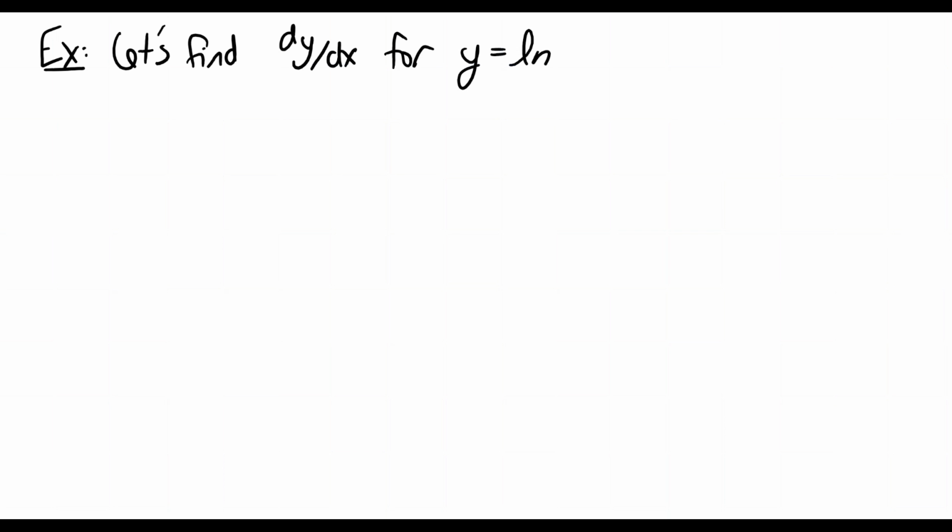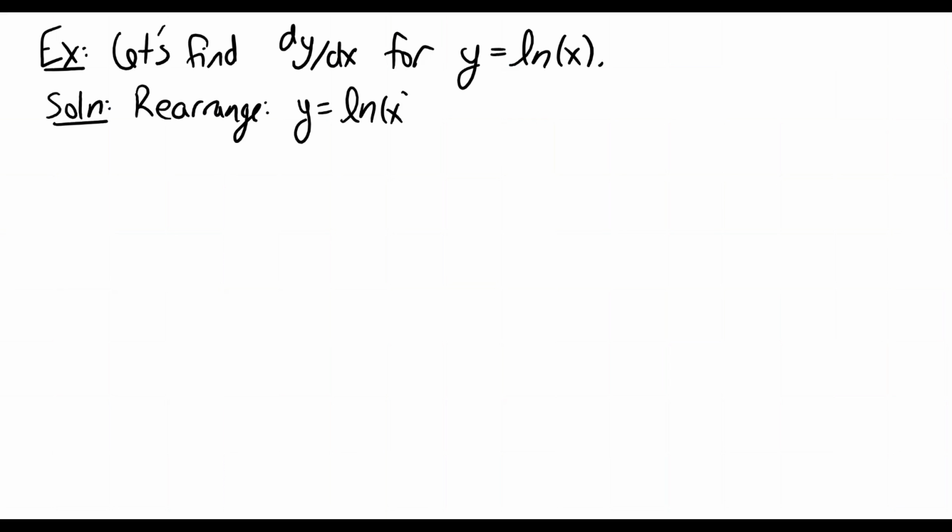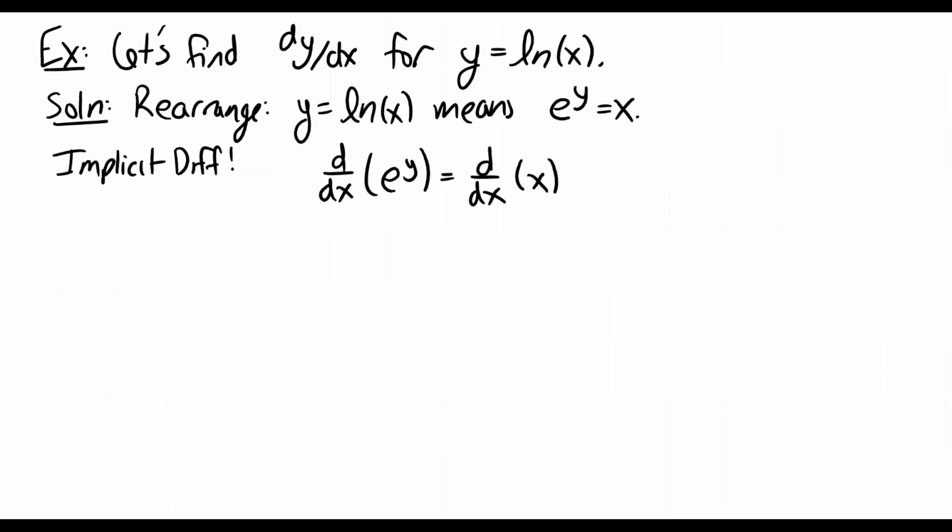If y equals natural log of x and we want to find dy dx, we can rearrange this to be e to the y equals x, then use implicit differentiation. Since the derivative of e to the whatever is e to the whatever, we get e to the y times dy dx on the left-hand side. On the right-hand side, we just get 1. So e to the y times dy dx is equal to 1.